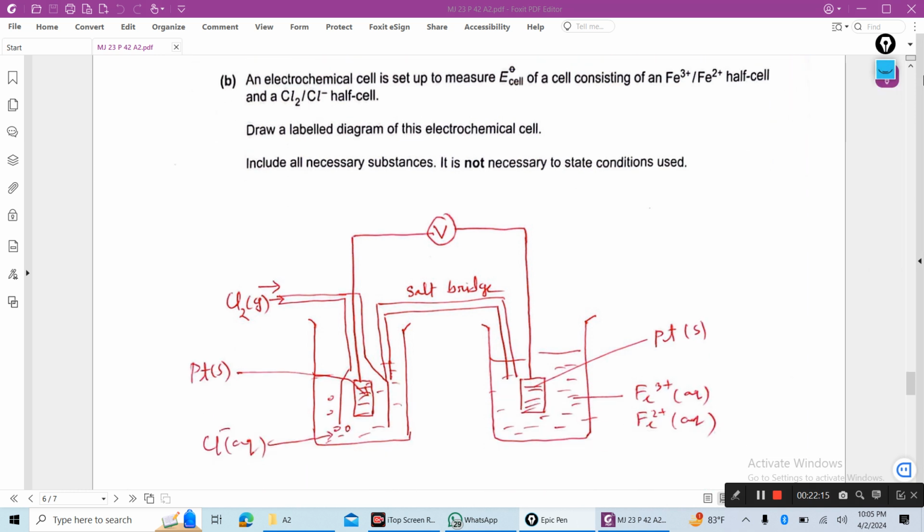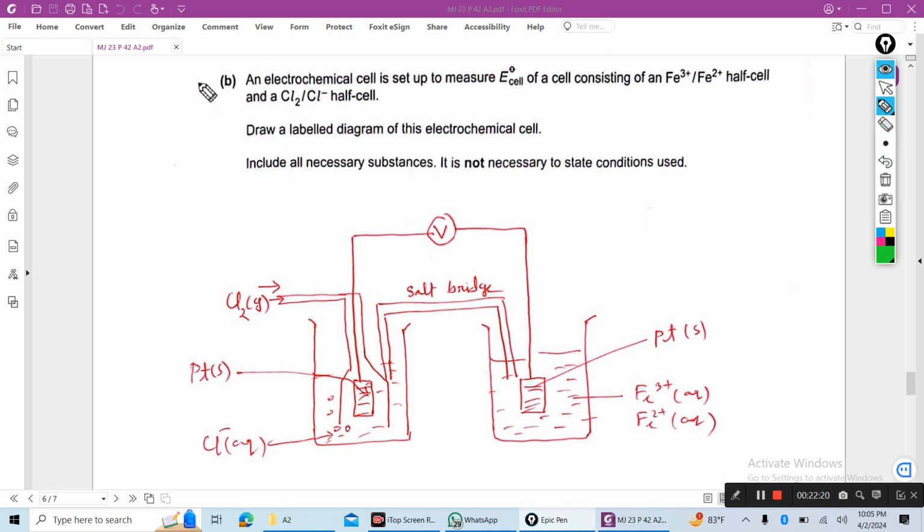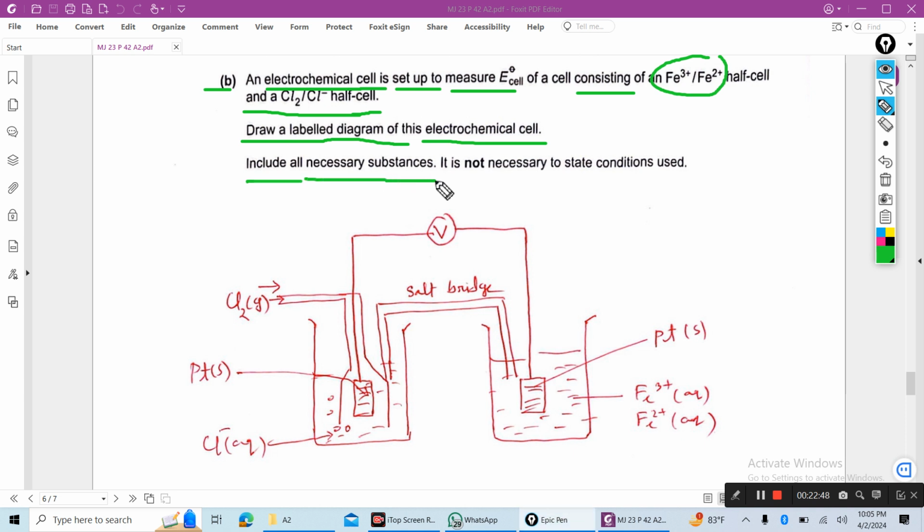Then number B. An electrochemical cell is set up to measure the standard electrode potential of a cell consisting of an iron 3, iron 2 half cell and a chlorine, Cl minus half cell. Draw a labelled diagram of this electrochemical cell. Include all necessary substances. It is not necessary to state conditions used.